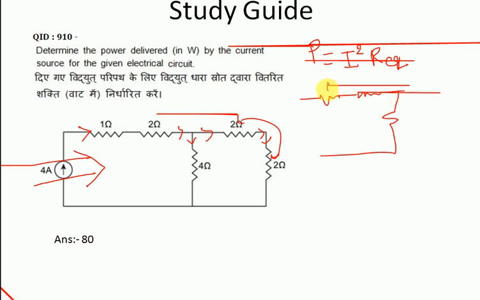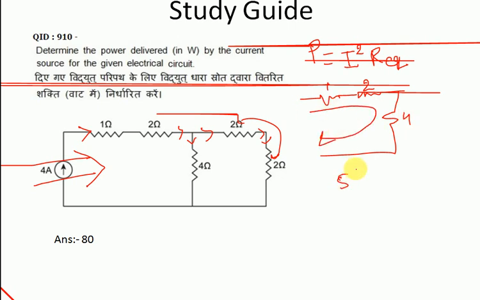Okay, this is 1, this is 2, and this is our 4. 2 plus 2 is a series combination, no current division. 4 parallel 4 is 2. Now this 1, 2 and this 2 are all connected in series combination. So 2 plus 2 plus 1 is 5 ohm.